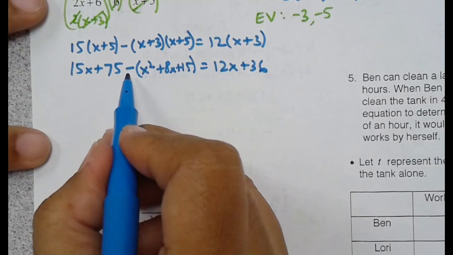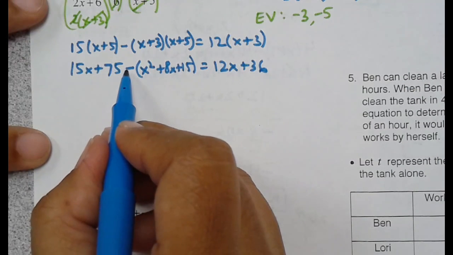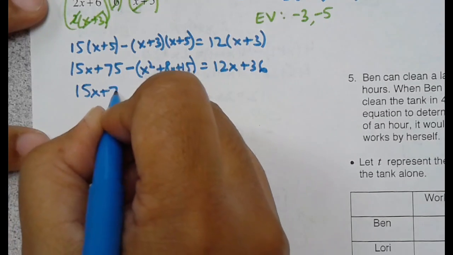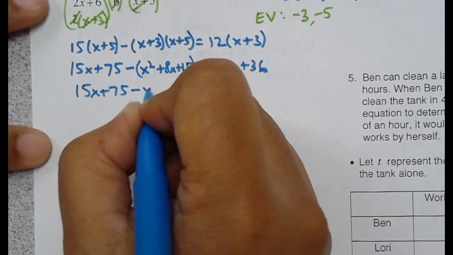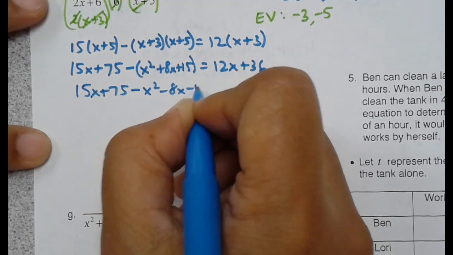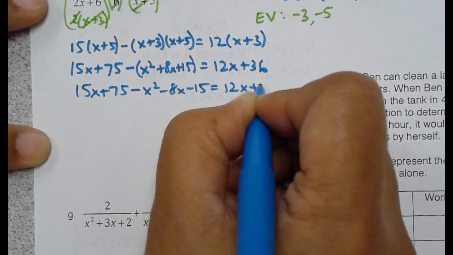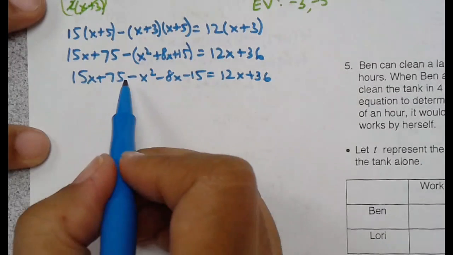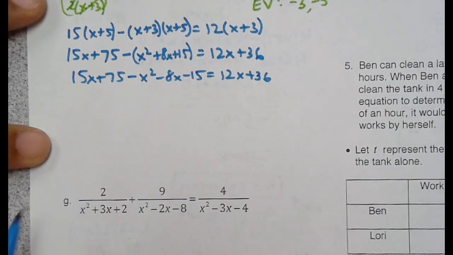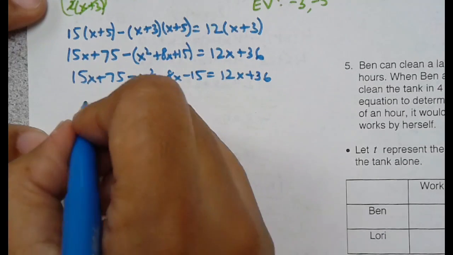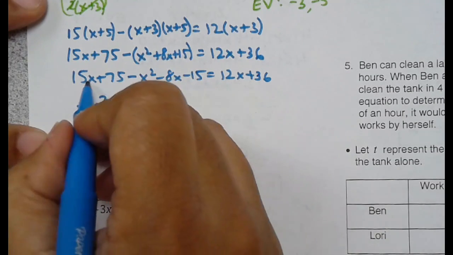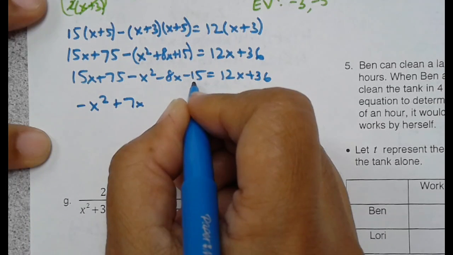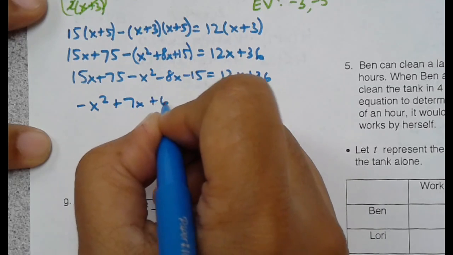Again, this is probably the biggest mistake, is people forget to distribute the negative, and then they just make the first one negative. So just be careful with that. So distribute the negative makes it a minus x squared, a minus 8x, and a minus 15. If you are not getting your answers on your homework, make sure you check if you distribute a negative. All right, add our like terms together. I have a negative x squared. I'm starting with the highest power. 15 minus 8 is 7x. And then 75 minus the 15 is 60.